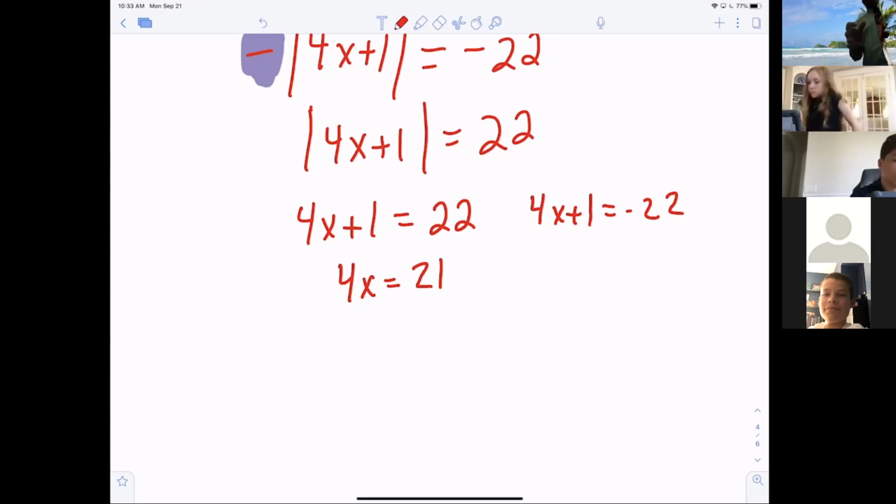That's good. Now what? And then you divide by 4. Right. And 21 doesn't divide by 4 evenly, so just leave it: 21 over 4. Now solve this one.